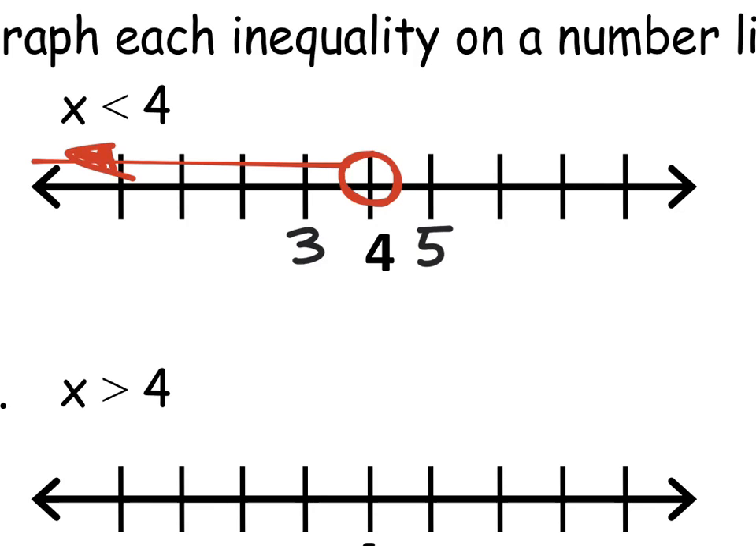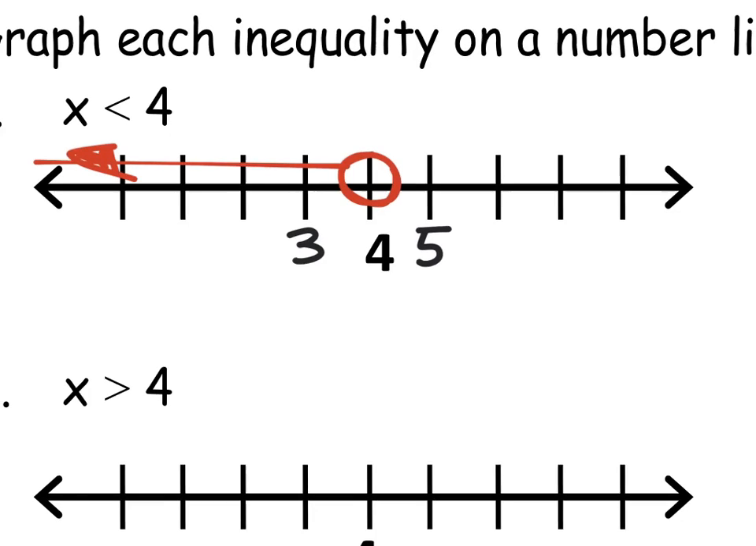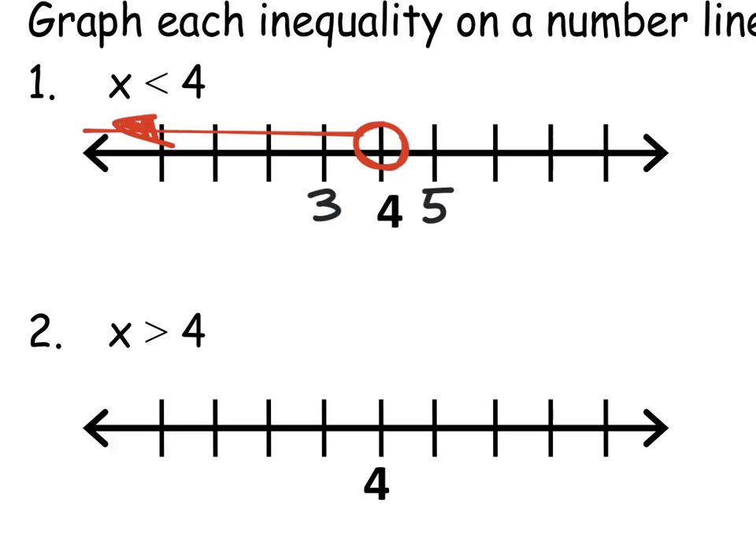And we can do number 2 as well. X now is greater than 4. Again, we should have 3 values: 3, 4, and 5, like this. And this one is open, again, because if I replace the x with 4, it would still be false. But now it's eating the x, which makes this line go to the right.